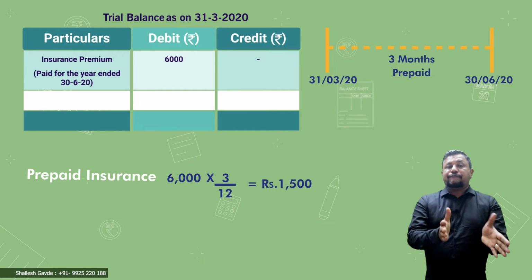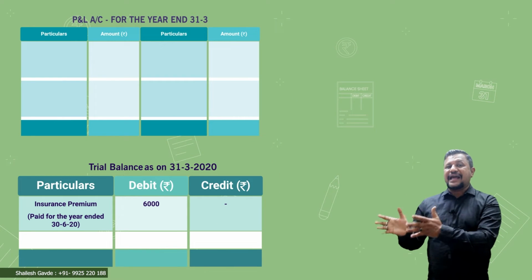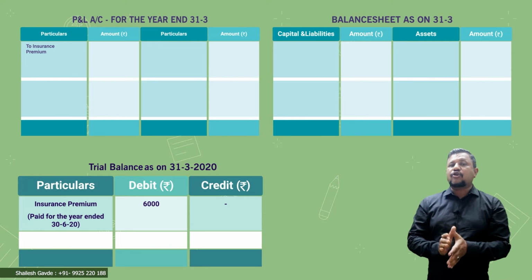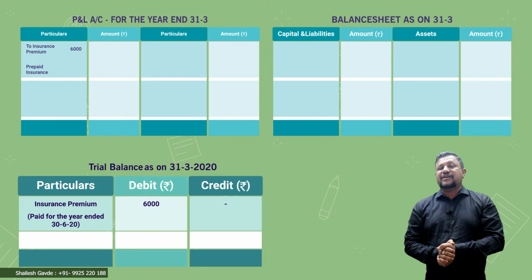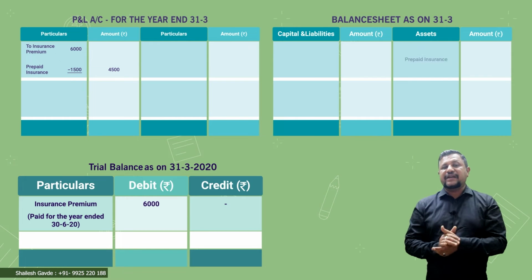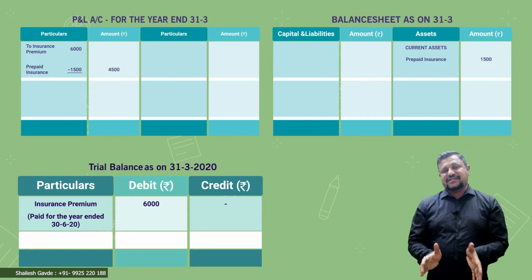Now, if we see the effects, we'll take profit and loss account and balance sheet. In the profit and loss account, for insurance premium, in the inner column we will post 6,000 minus prepaid insurance premium 1,500, outer column 4,500, and this prepaid insurance 1,500 will show as our current asset on the balance sheet, asset side.